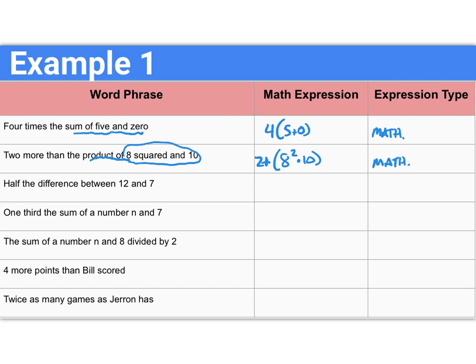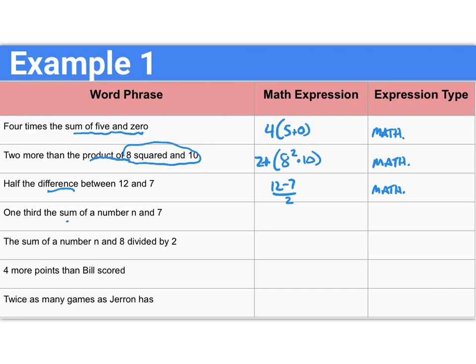Half the difference between 12 and 7. So 12 minus 7, difference means subtract, the word difference, and divide that by 2 or multiply by half. And that is a mathematical expression.